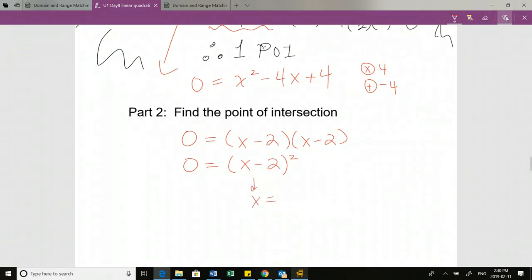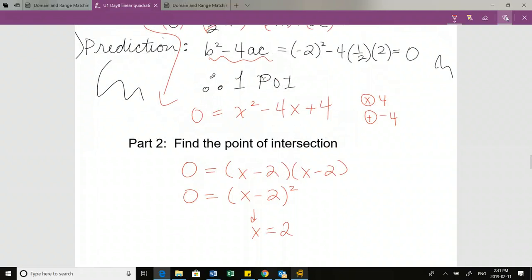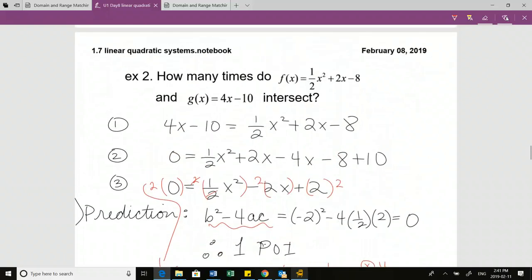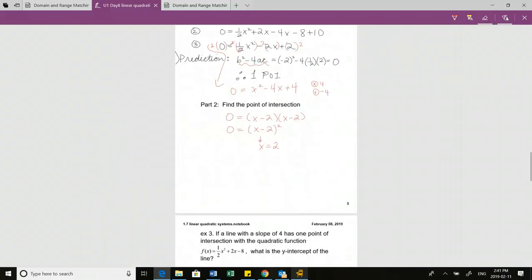X equals 2. And then I need to get the y. That's my job, to get that y coordinate. The y coordinate, I can either sub into g at x or I can sub into f at x. I think g at x is a little bit easier. So we're just going to evaluate g at 2.